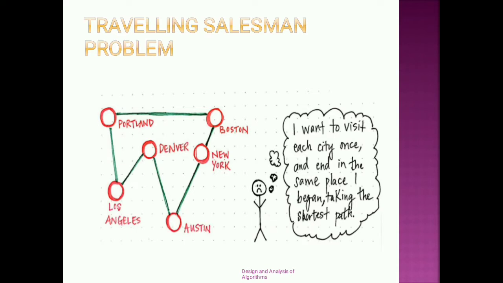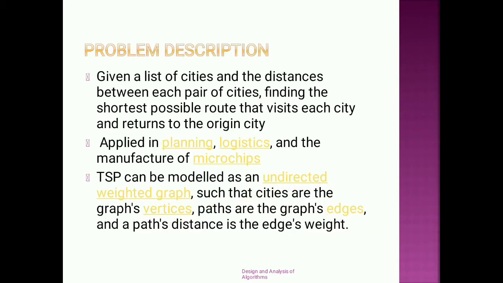So the problem of the salesperson is he has to visit all these cities and come back to the same place from where he began his journey, and the path he has taken should be the optimal path, the path for which he has spent the minimum cost. So this is the problem description. Here, given a list of cities and the distances between each pair of cities, we have to find the shortest possible route that visits each city and returns to the original city. It is usually applied in planning, logistics, and while manufacturing microchips.